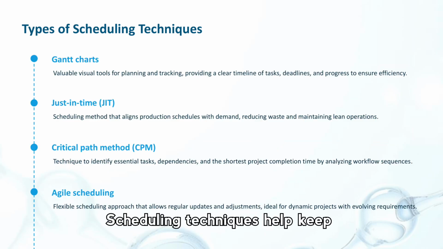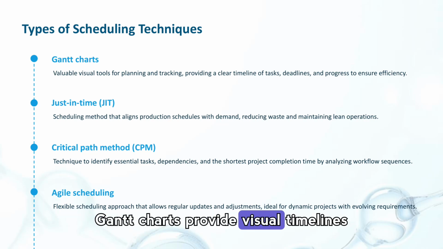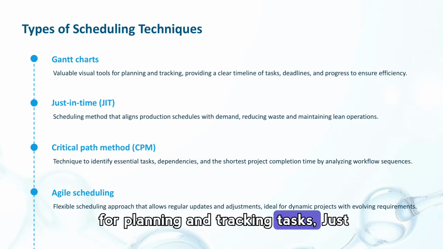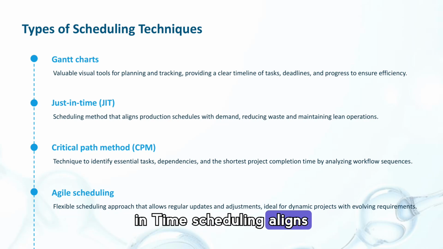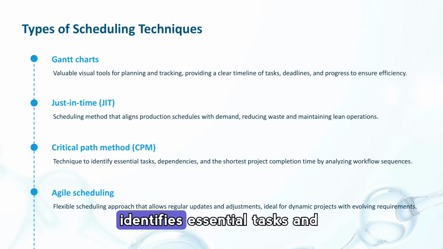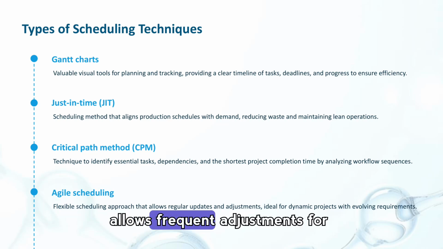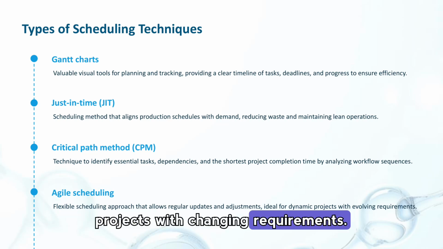Scheduling techniques help keep operations on track and responsive. Gantt charts provide visual timelines for planning and tracking tasks. Just-in-time scheduling aligns production with demand to reduce waste. The critical path method identifies essential tasks and dependencies, and agile scheduling allows frequent adjustments for projects with changing requirements.